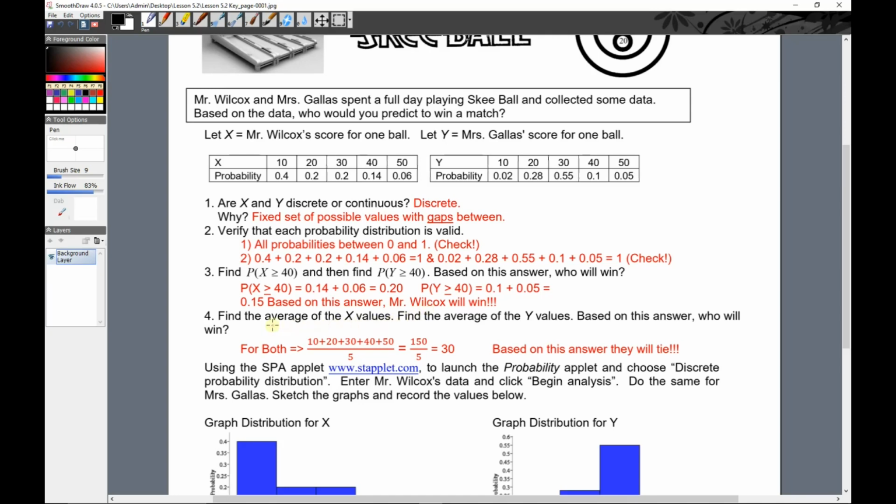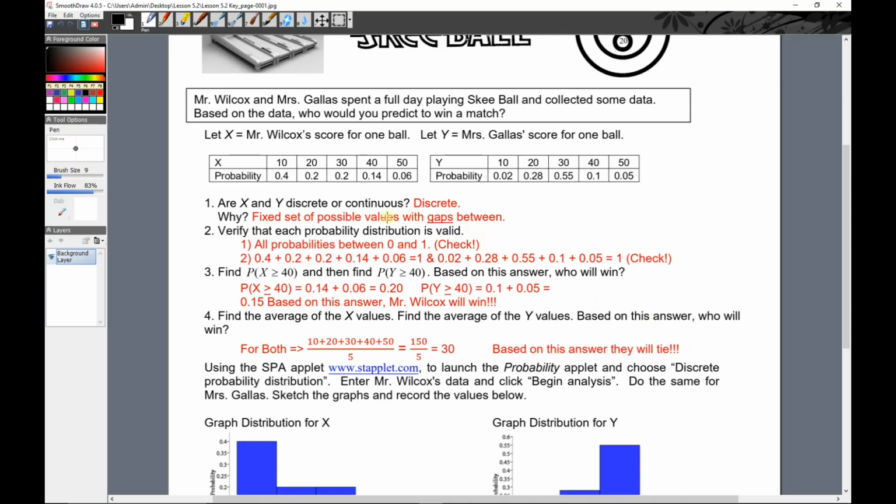For number 4, it says find the average of the X values, find the average of the Y values. Based on this answer, who will win? All they're saying is take 10, 20, 30, 40, 50, which they both have, add them up and divide by 5. So they would both have a 30. So a tie, okay, maybe, but the way I look at it is that each of the scores doesn't have the same weight to it.